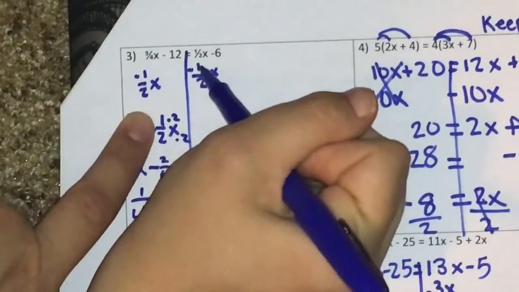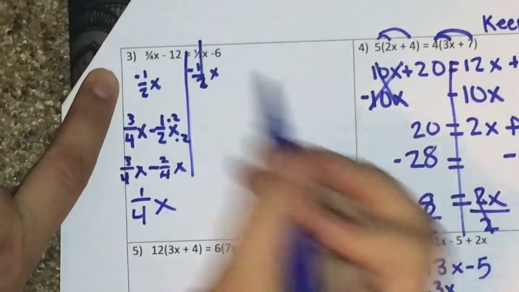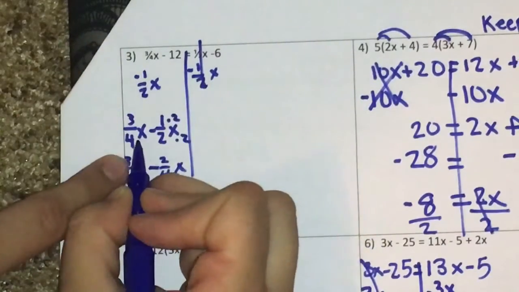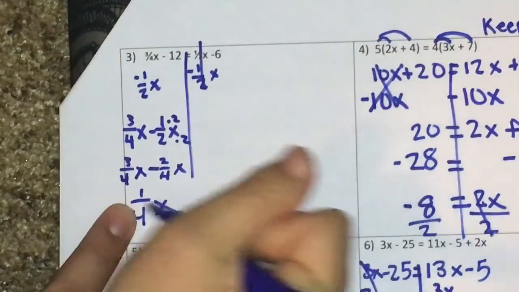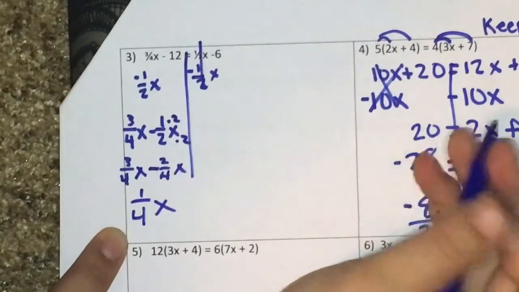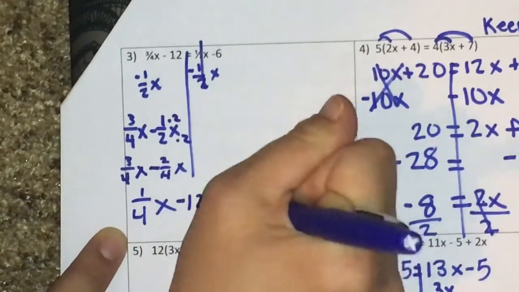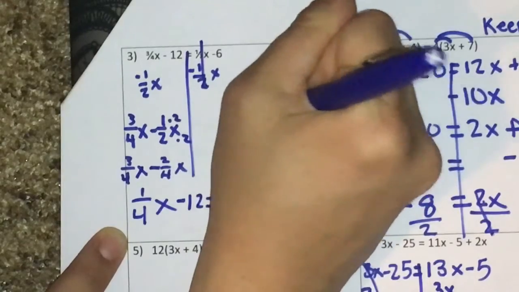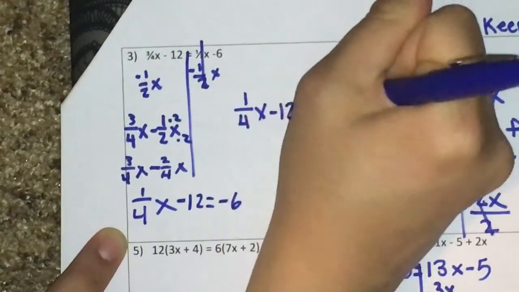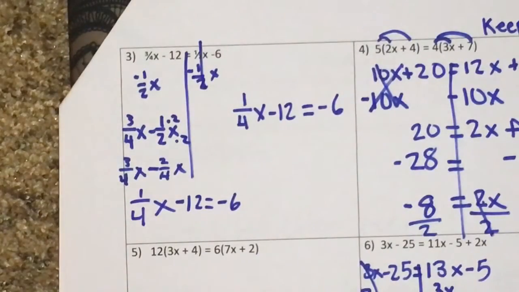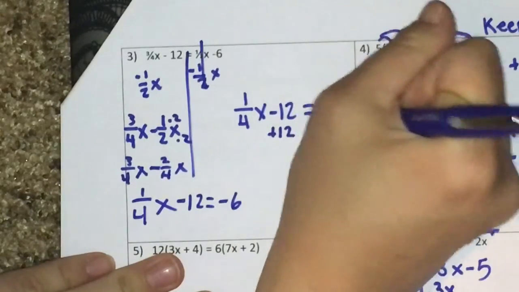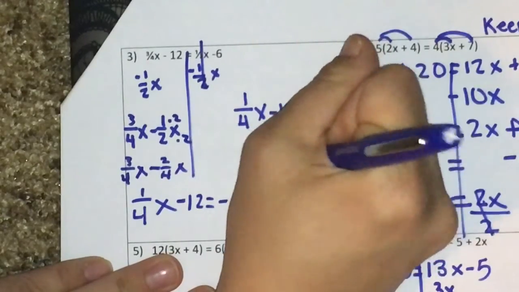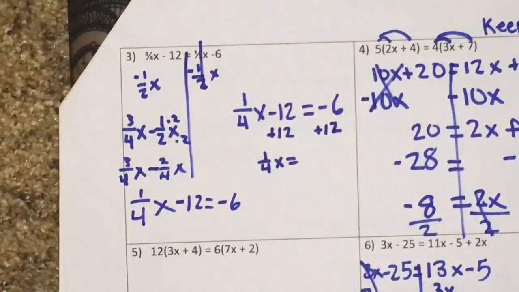So again, I subtracted the 1/2 x over, it cancels over here. But in order to subtract 1/2 x from 3/4 x, I needed to get a common denominator. Once I got a common denominator, I subtracted the numerators, kept the denominator the same, and then I can write the rest of my equation. Let's go ahead and bring it up here. We have 1/4 x minus 12 equals negative 6. Our next step is to get all of our numbers to the other side. We're going to do that by adding 12. And we get 1/4 x equals, well, negative 6 plus 12 is just 6.